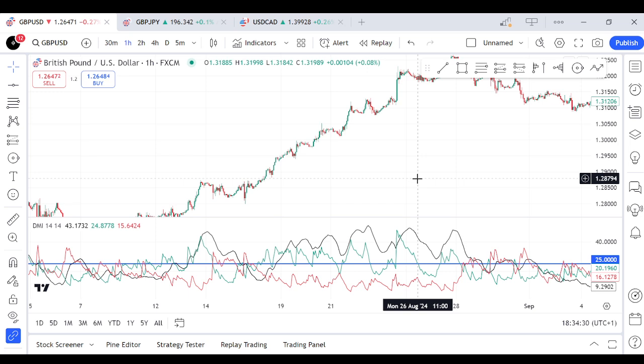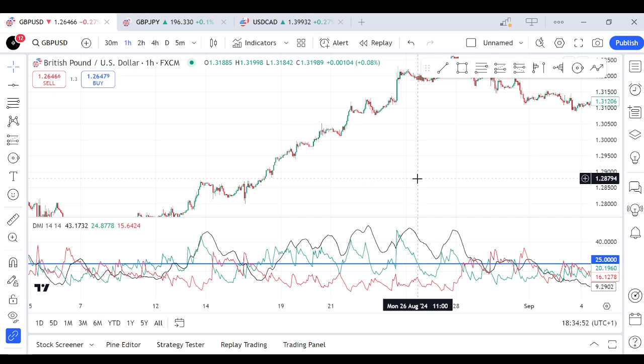First, let's define the Directional Movement Index. So the Directional Movement Index was created by the technical analyst James Wells Wilder in 1978, and that is the same analyst that created the RSI, which is the Relative Strength Index. So the DMI measures both the direction and momentum of price trends.